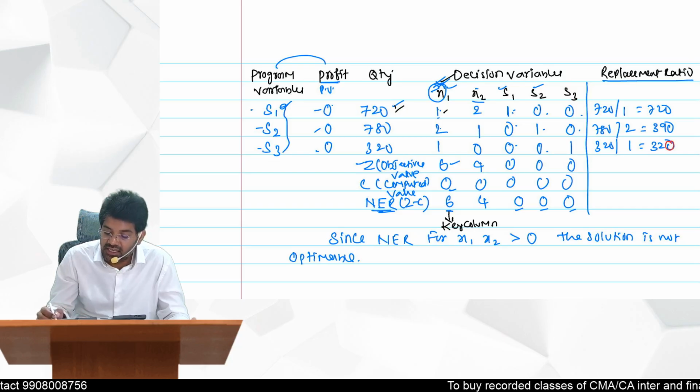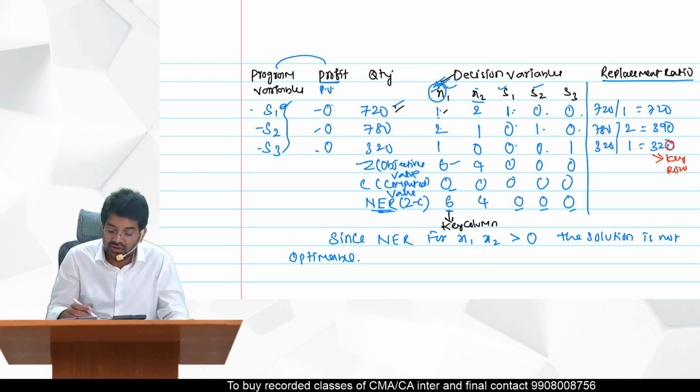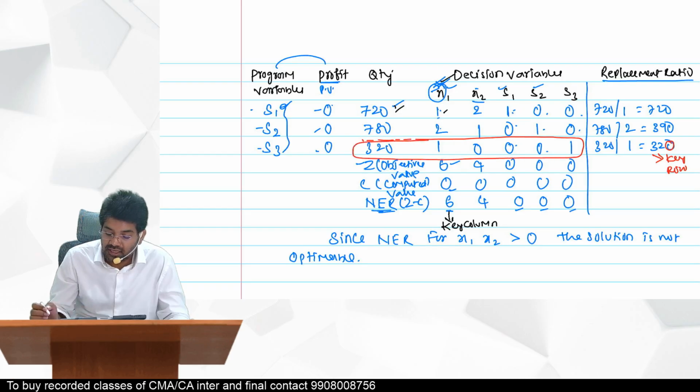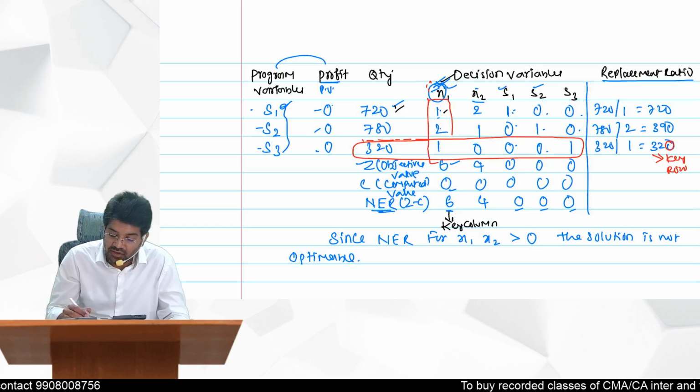This is the key row. This we call the key row. So this we are going to replace now. S3 we are going to replace. So that you can circle. And what is the key column? This is the key column.